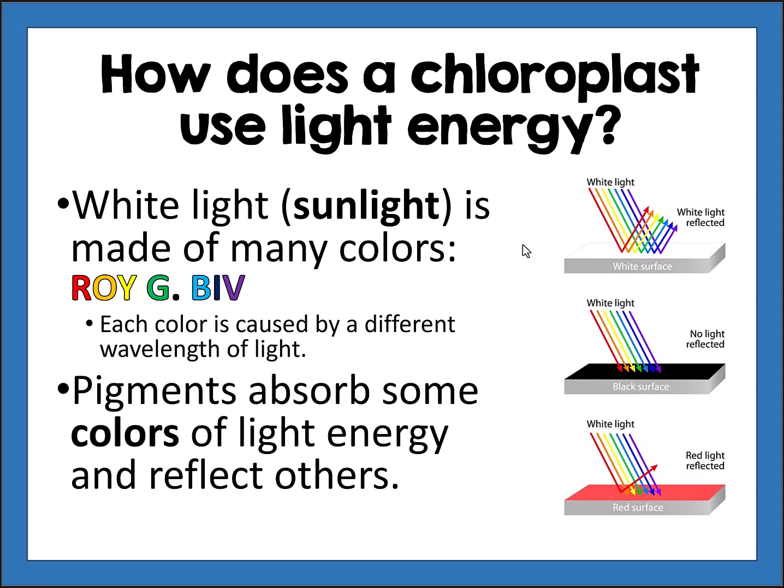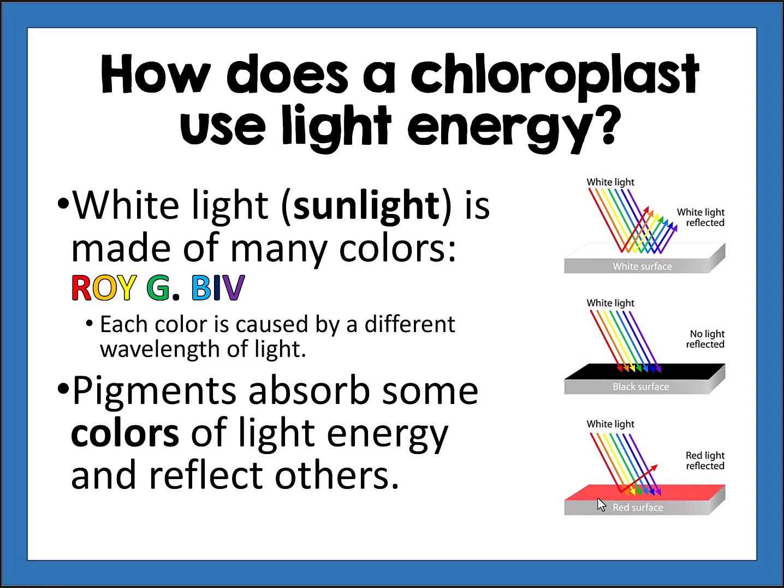And pigments in the plant leaves absorb some of the colors within the white light and reflect others. So a white surface is actually going to reflect all the colors of the white light, and so it's going to appear white to your eye because it's not absorbing any of those colors. A black surface actually absorbs all of the colors within white light, so it's not going to reflect any light to your eye, and that's why it appears black.